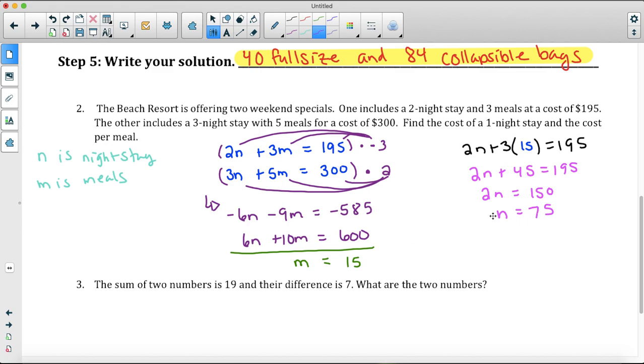Now that we have both values, we can answer the question. Find the cost of a one-night stay and the cost per meal. So one night stay is $75, and one meal costs $15.